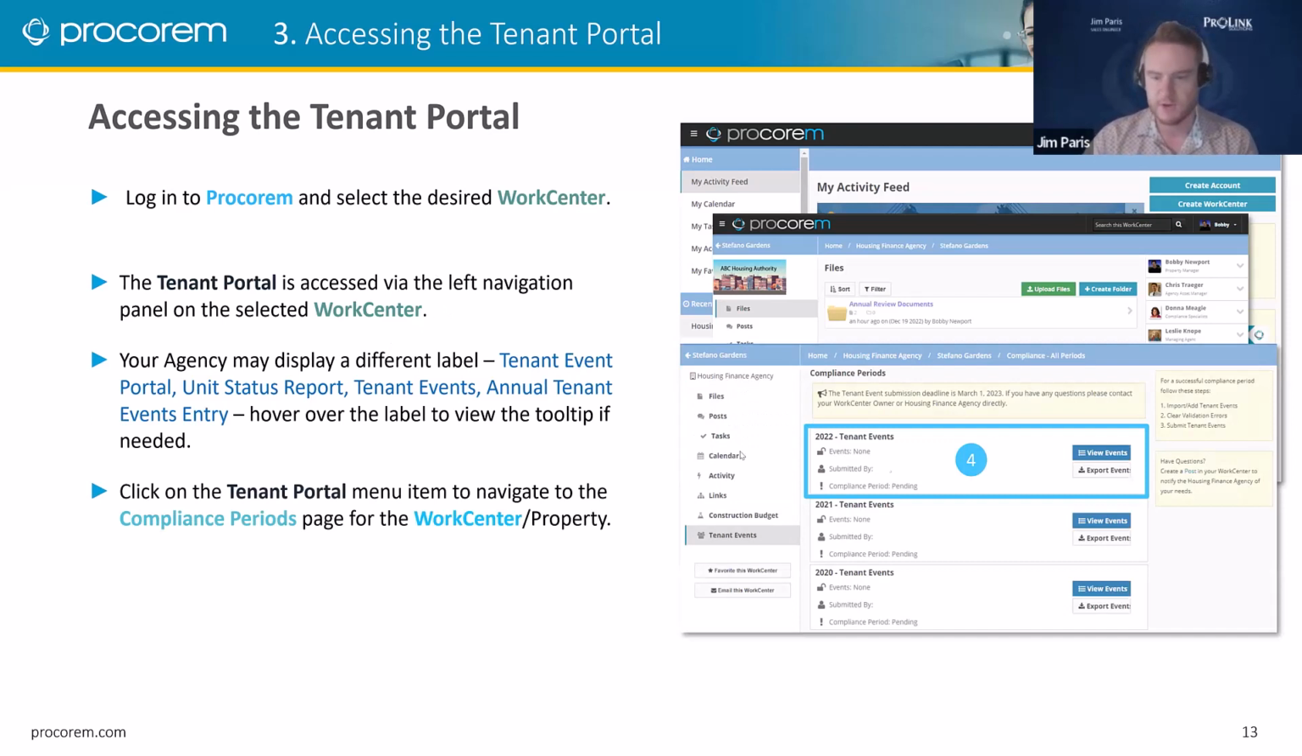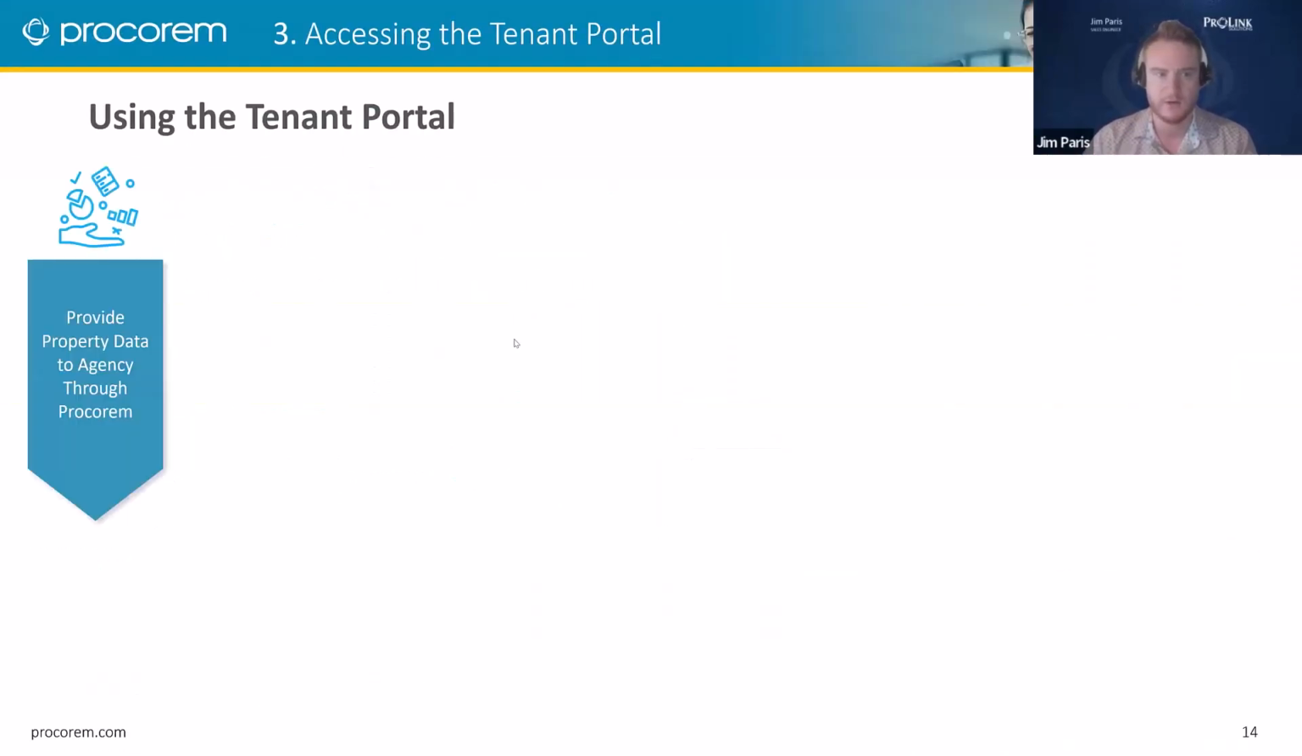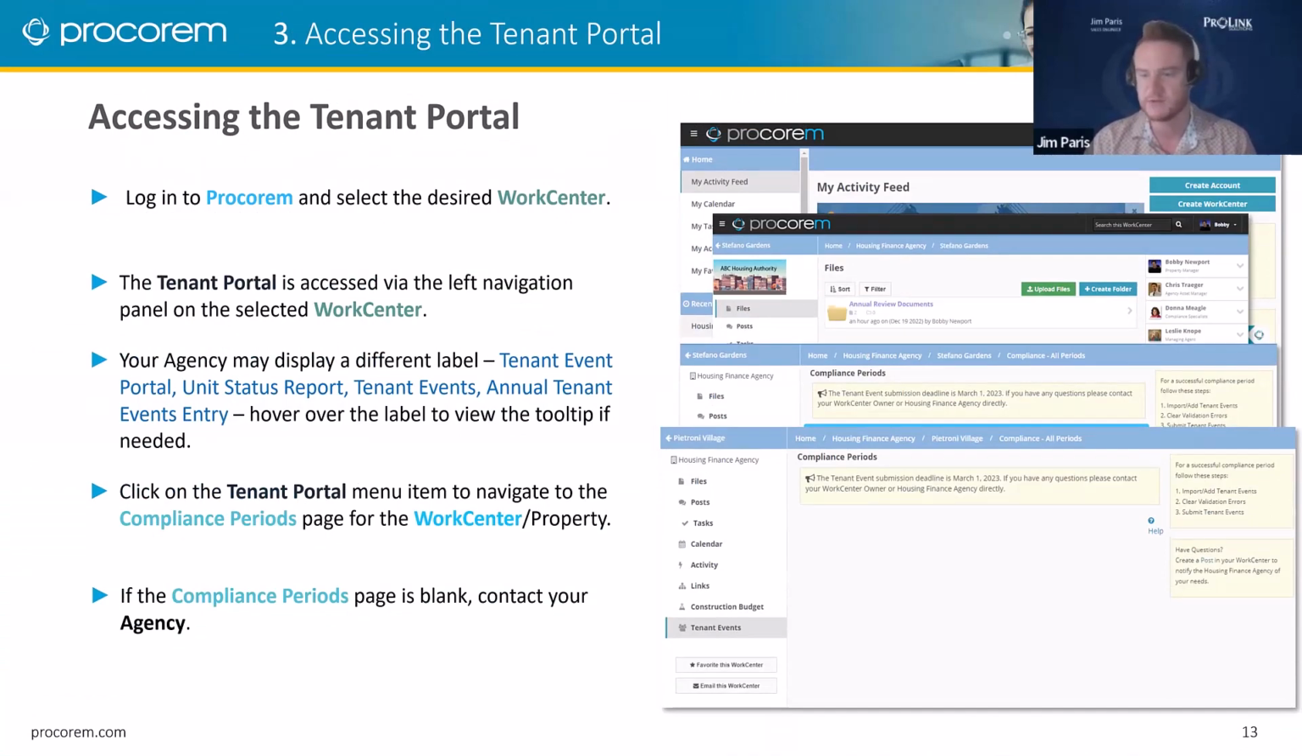And once you're there, you're going to see all your years. So you can go to the appropriate year. And when you click view events, it's going to take you to the area where you can either view the events that you've already entered, or you can go ahead and start entering those events if you haven't already.